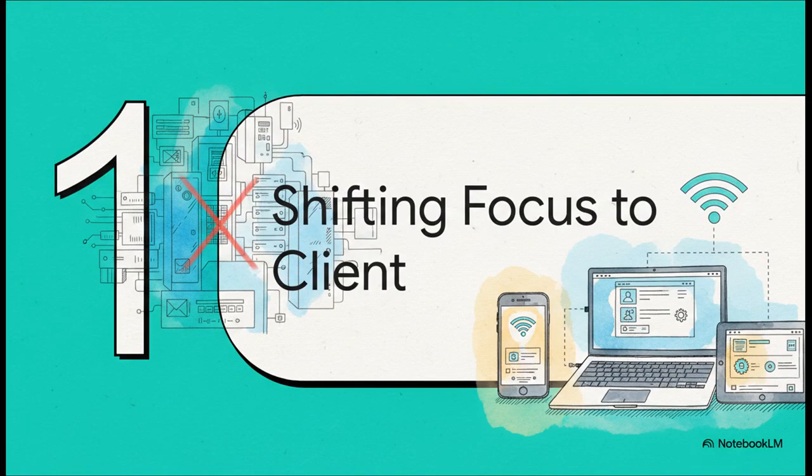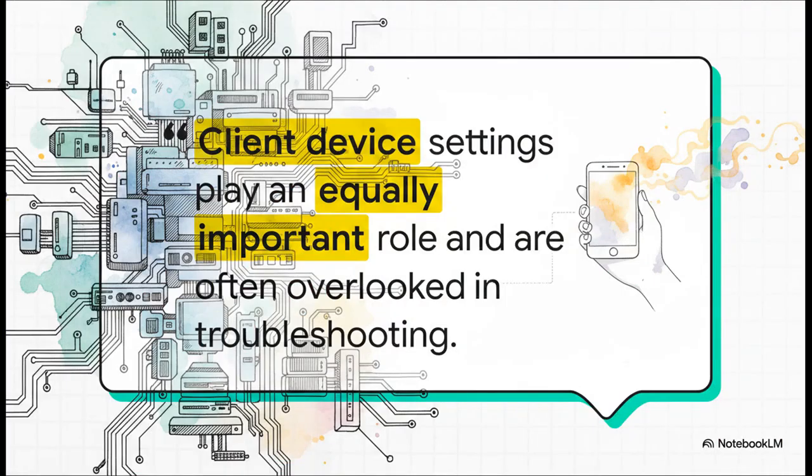Well, it's time to stop staring at your APs and start looking at the things connecting to them. We've got to shift our focus from the network to the client itself. And this really gets to the heart of what we're talking about today. There's a quote from the source report that just nails it. "Client device settings play an equally important role in network performance and are often overlooked in troubleshooting efforts." Think about it. We pour all this time and energy into making the infrastructure perfect, but we completely forget about the other half of the wireless equation. The actual device in the user's hand.